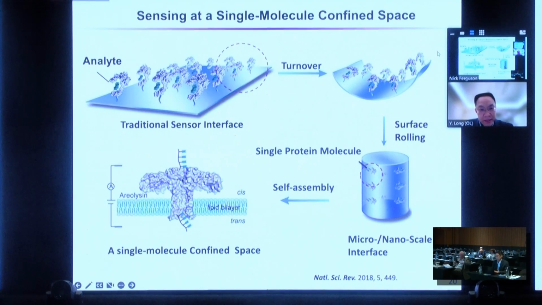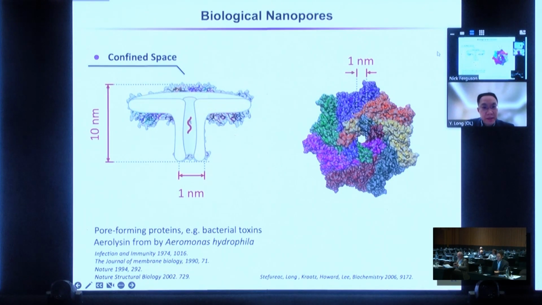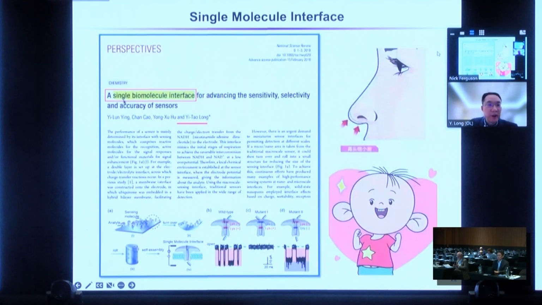So this nanopore is one molecular protein. So it's a one molecular interface. That's the biological nanopore. This biological nanopore is formed by amino acids. We can see the size of this opening is only 1 nanometer. When the tag molecule is inside this channel, it will pass through and interact with each of the amino acids here. So we call this a single biomolecular interface.